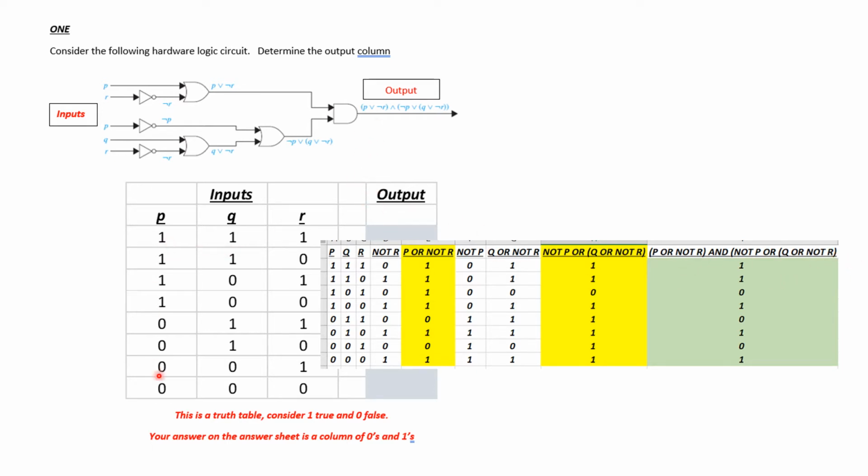And so these were the inputs I assigned you. Take 1 to be true and a 0 to be false. You had to build a truth table, and your final truth column should be 1, 1, 0, 1, 0, 1, 0, 1. And that's what I got, and that's what you would do on this problem.